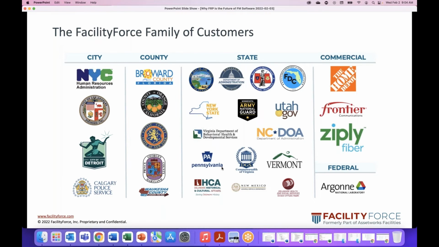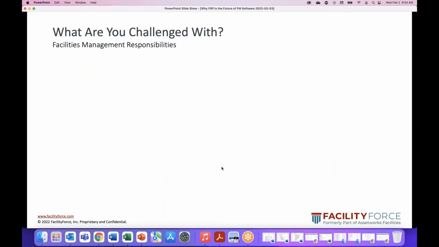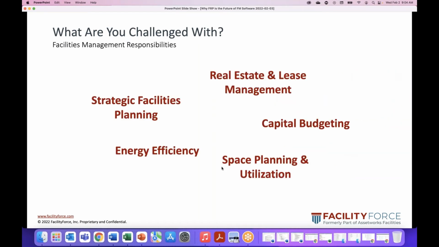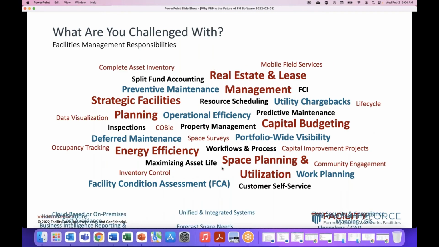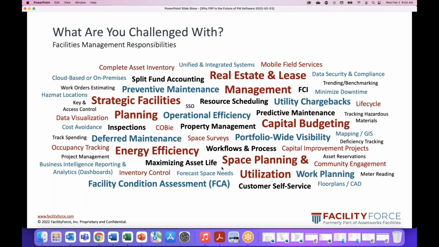But enough about us. The real reason we're here today is to talk about the challenges that you're faced with and how FRP software can help with that. First of all, facilities professionals are challenged with a lot of things, from strategic facilities planning, real estate and lease management, capital planning, space planning, energy efficiency, facility condition assessment, operational efficiency, and the list goes on and on and on. You have a broad range of responsibilities. It's kind of mind-boggling at times, everything that you're responsible for.